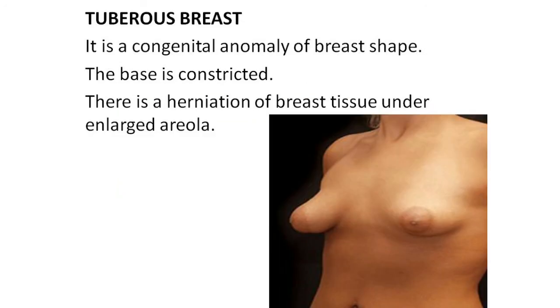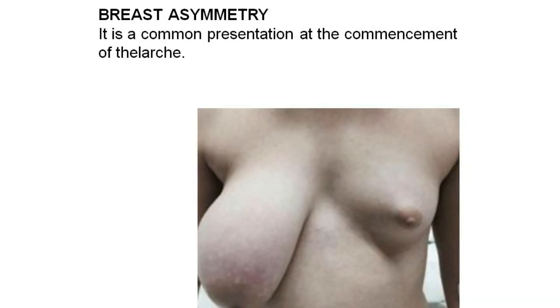Tuberous breasts are a congenital anomaly of breast shape. The base is constricted, and there is a herniation of breast tissue under an enlarged areola. The photograph shows distortion in the shape of the breast. The base is constricted and there is enlargement of the breast. Breast asymmetry is a common presentation at the commencement of thelarche.